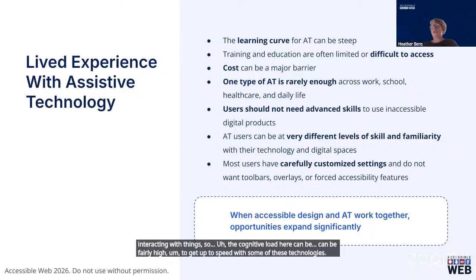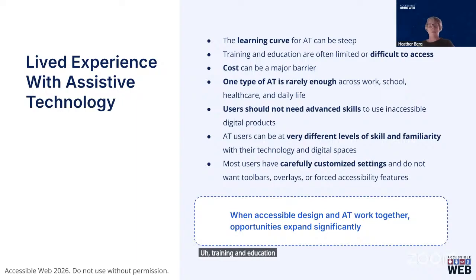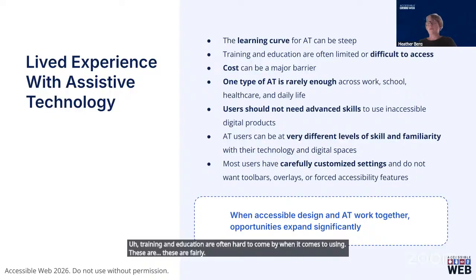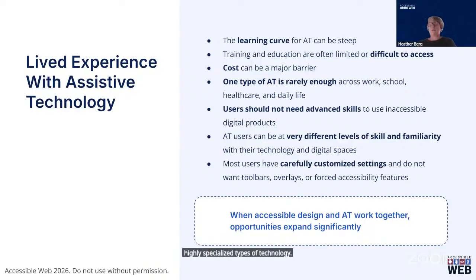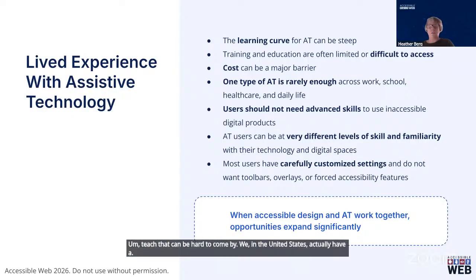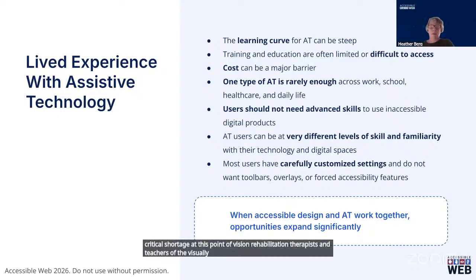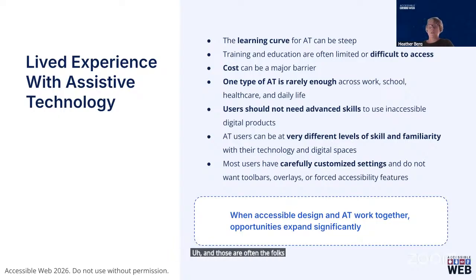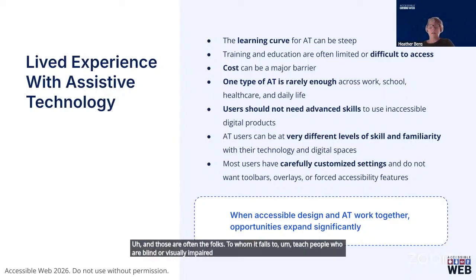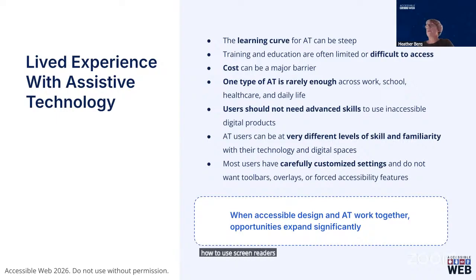Training and education are often hard to come by when it comes to using these. These are fairly highly specialized types of technology, and the folks who are able to teach that can be hard to come by. We in the United States actually have a critical shortage at this point of vision rehabilitation therapists and teachers of the visually impaired. And those are often the folks to whom it falls to teach people who are blind or visually impaired how to use screen readers and magnification.